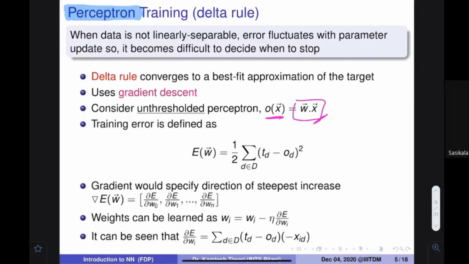What is the output I expect? Let's assume that this is what the target output is, positive or negative. Make sense? So what is the difference?